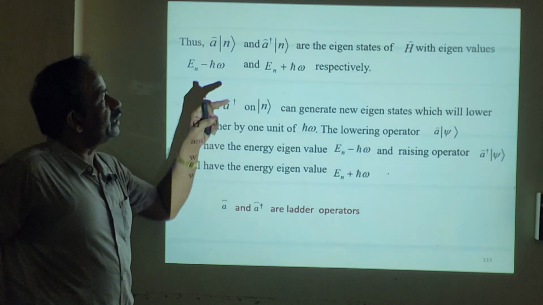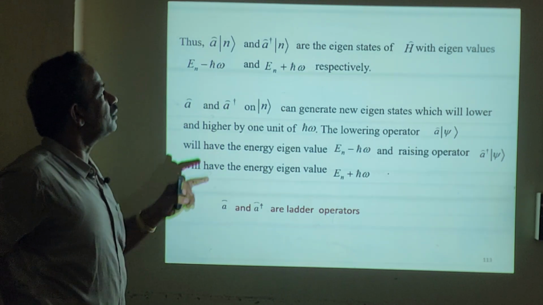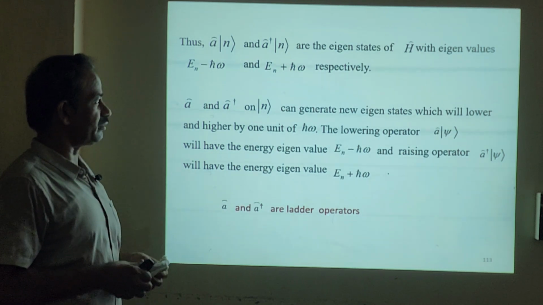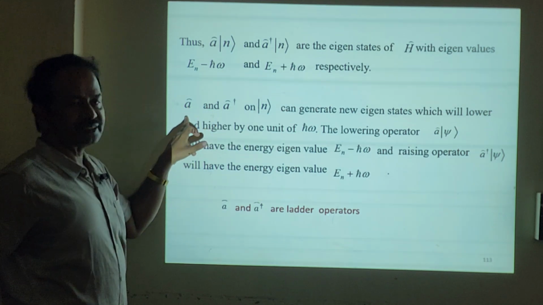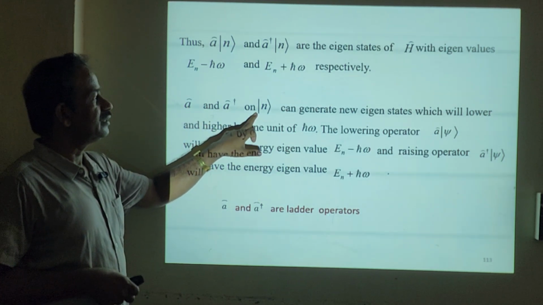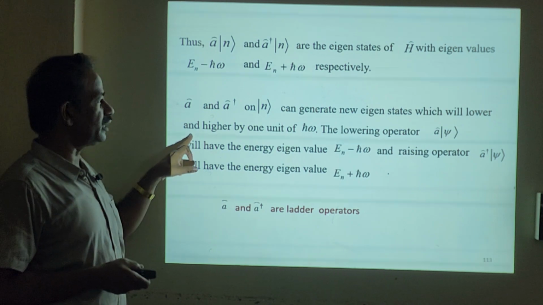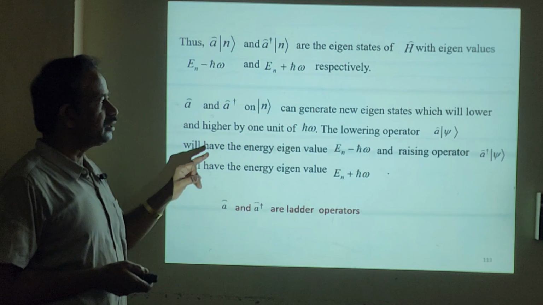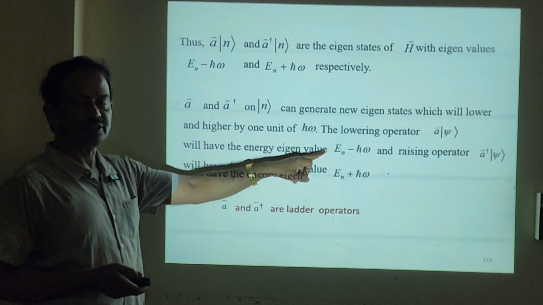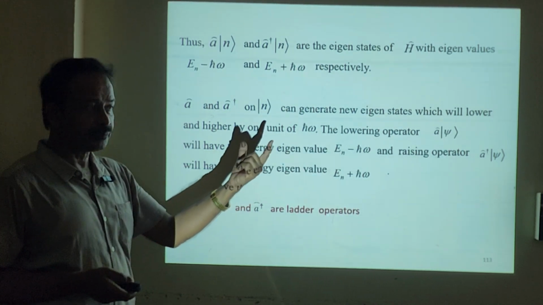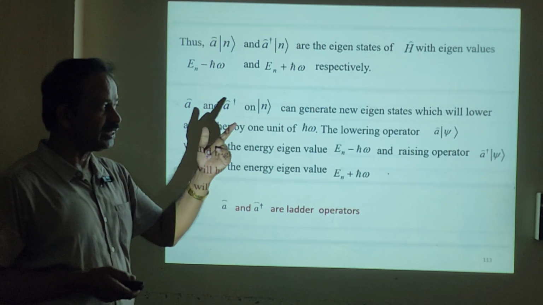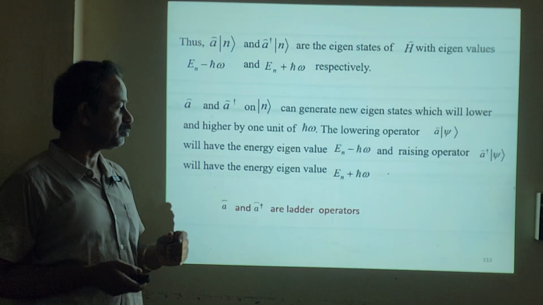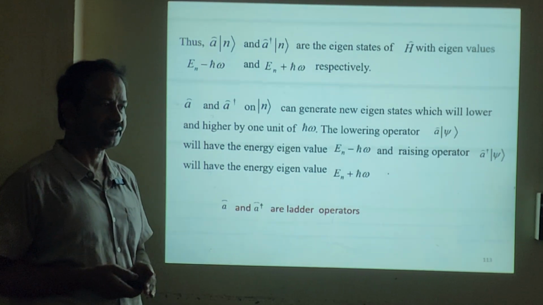So a and a dagger acting on ket n are eigenstates of H with eigenvalues En minus h bar omega and En plus h bar omega respectively. Both operators acting on ket n generate new eigenstates which are lowered and raised by 1 unit of h bar omega. The lowering operator a acting on psi gives the energy eigenvalue En minus h bar omega, and the raising operator, the Hermitian conjugate, a dagger acting on psi gives the eigenenergy value En plus h bar omega. So they are called ladder operators.